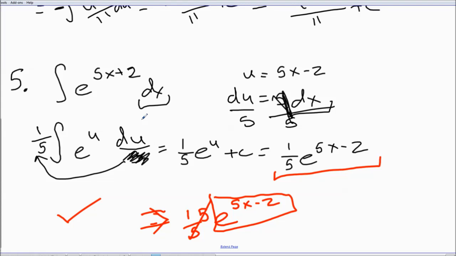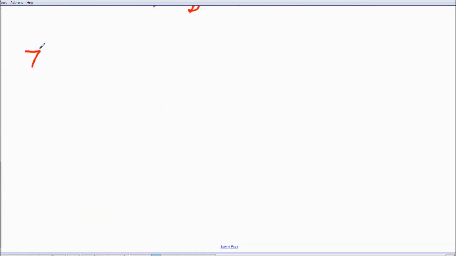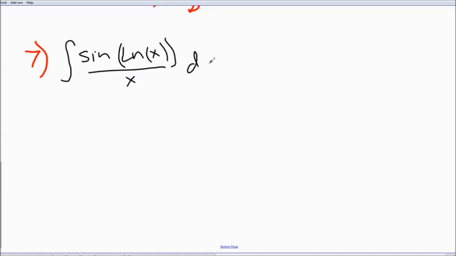Okay. The next one that looks really interesting is number 7. Number 7 looks pretty exciting, so let's try that. All right, and I get sine of natural log of x, and don't forget all your parentheses, over x dx. Holy moly. Okay, that looks a little intimidating, so let's attack it.